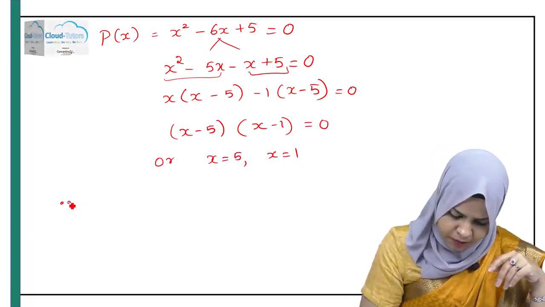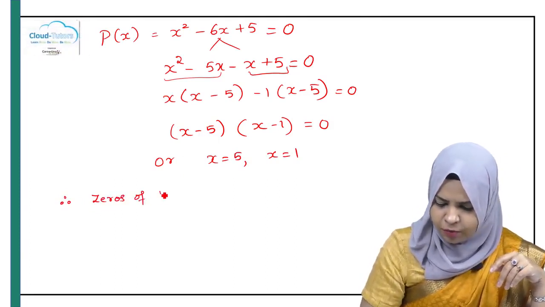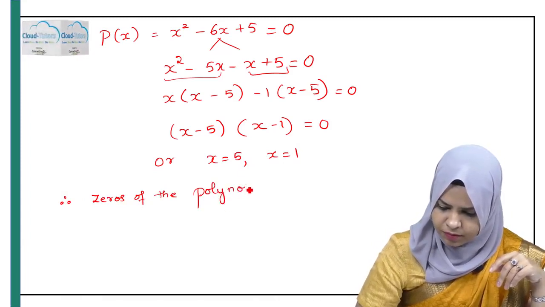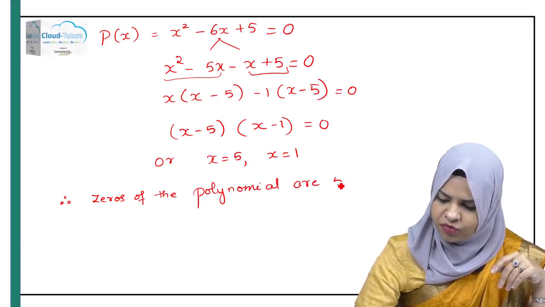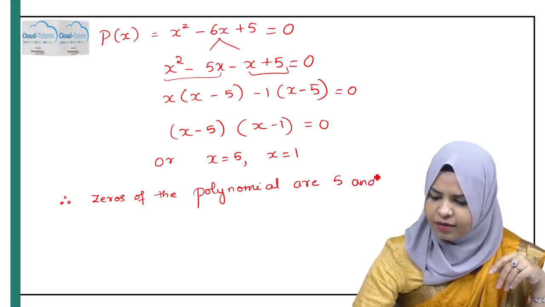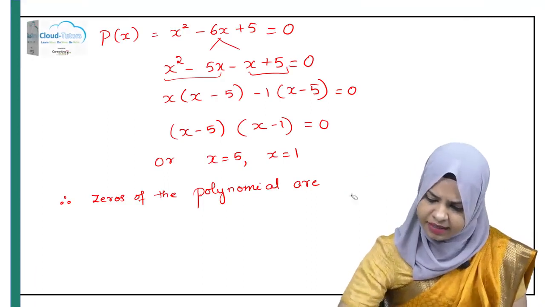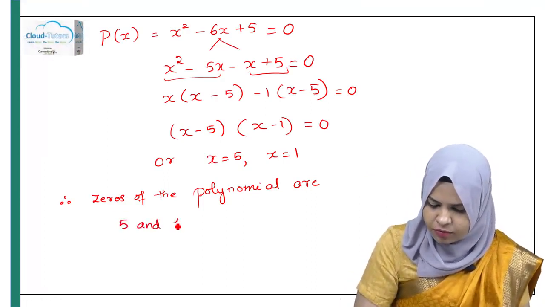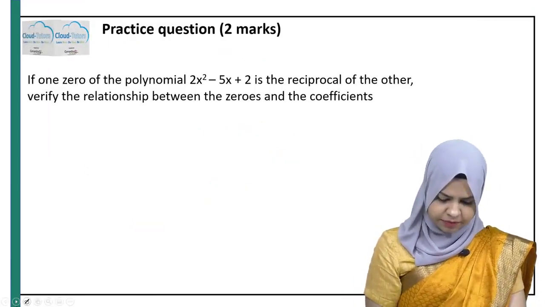So therefore, the zeros of the polynomial are 5 and 1. Okay, let me write this here, are 5 and 1. Okay, now let's move on to the next question.